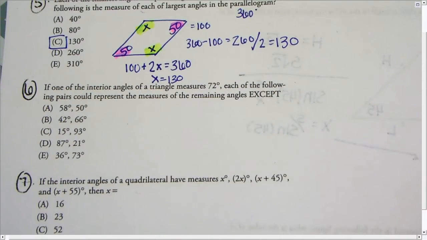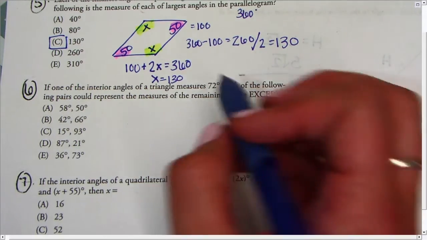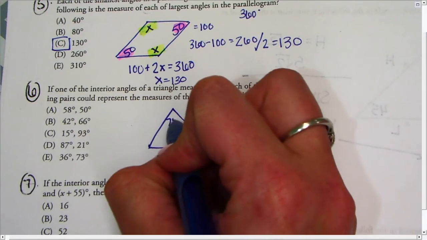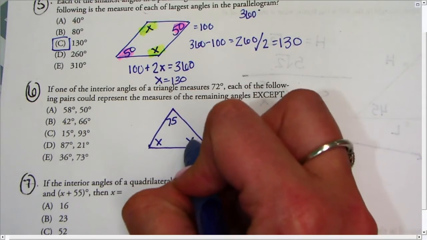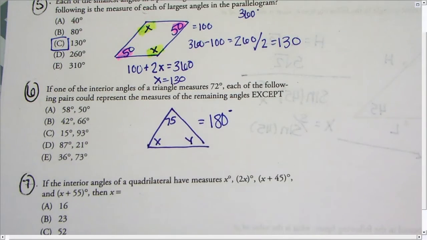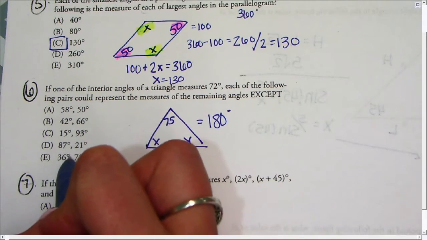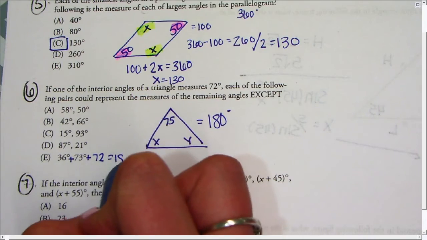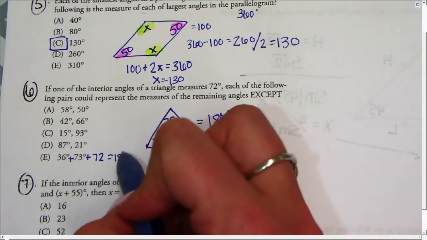Okay. Number 6, if one of the interior angles of a triangle is 72, which of the following all of them could represent the measure of the remaining except. So the thing that you need to know about triangles is that they add up to 180 degrees. So we're looking for which answer is going to be over 180 degrees. So right here, if you do 36 plus 73 plus 72, that equals 181. So this one is out.